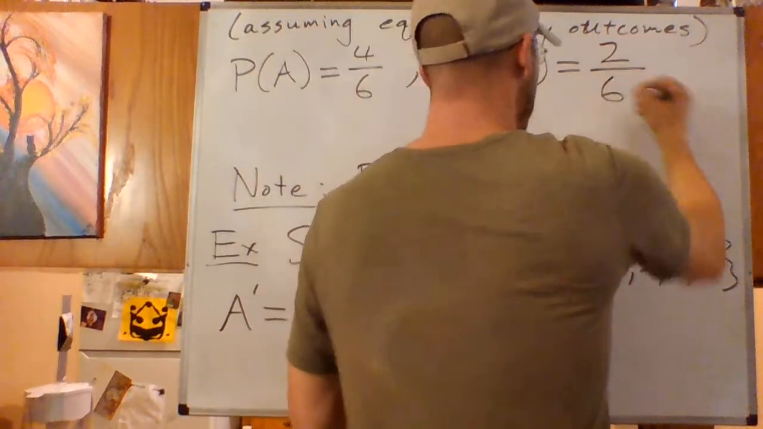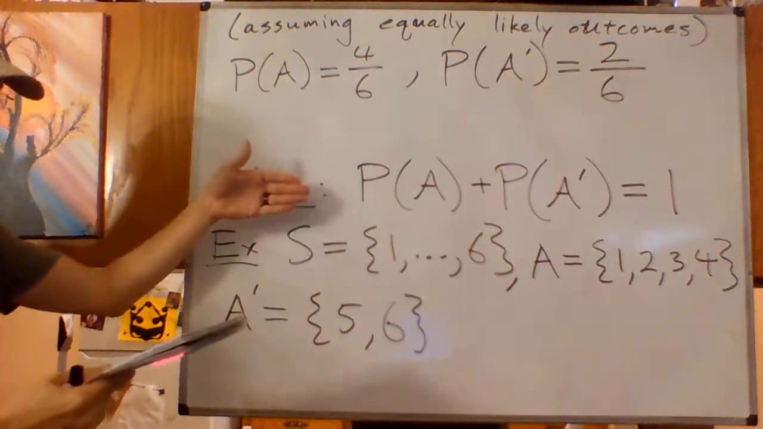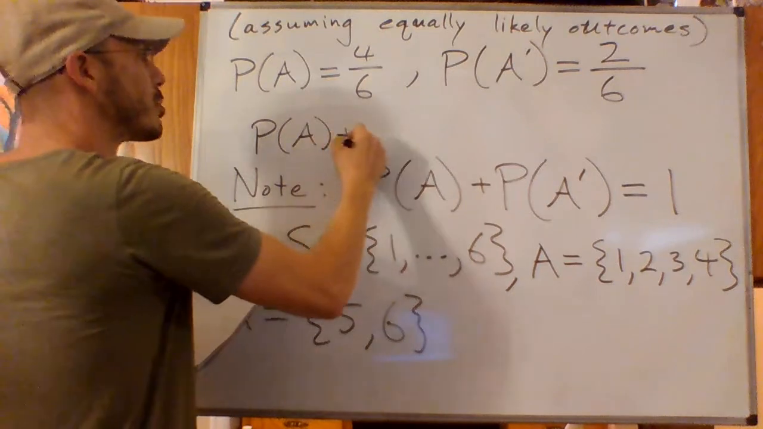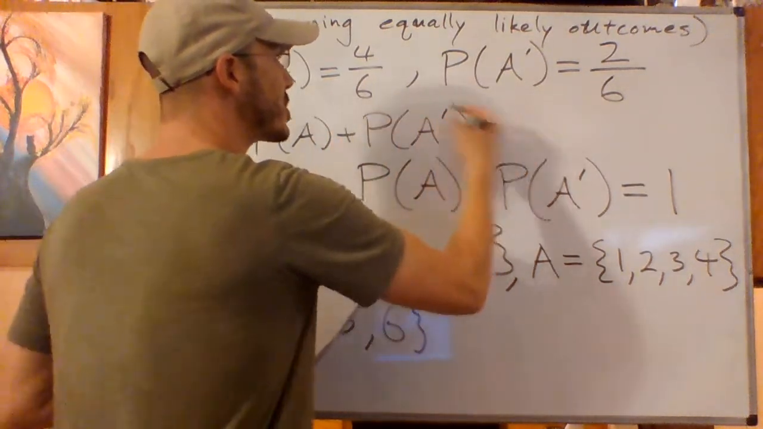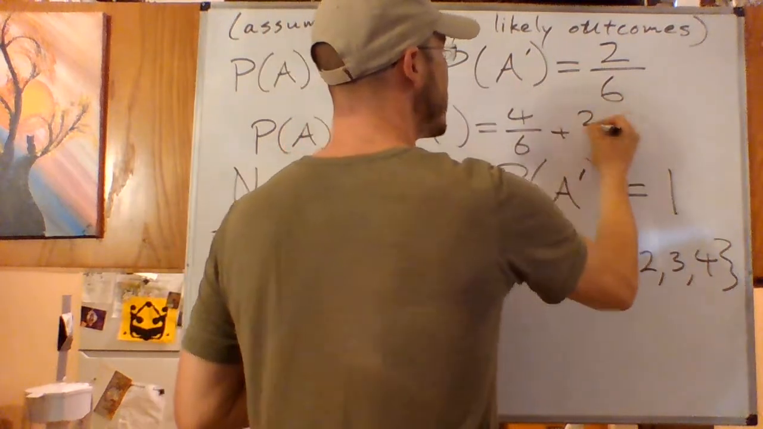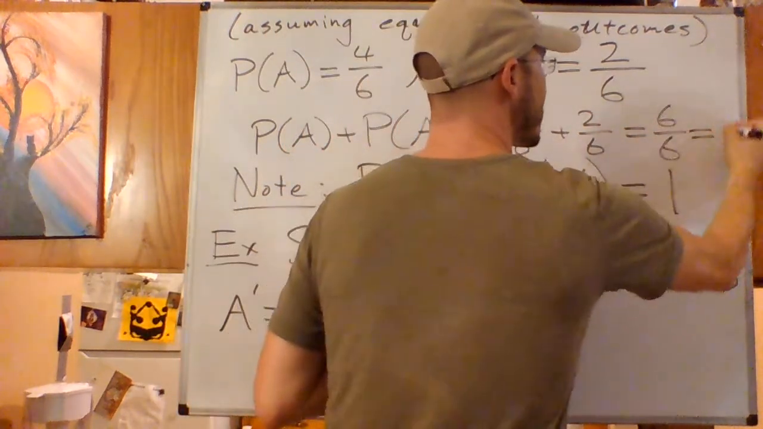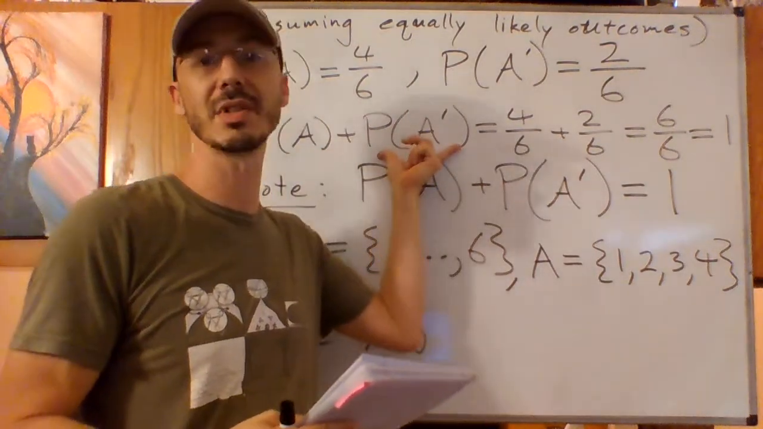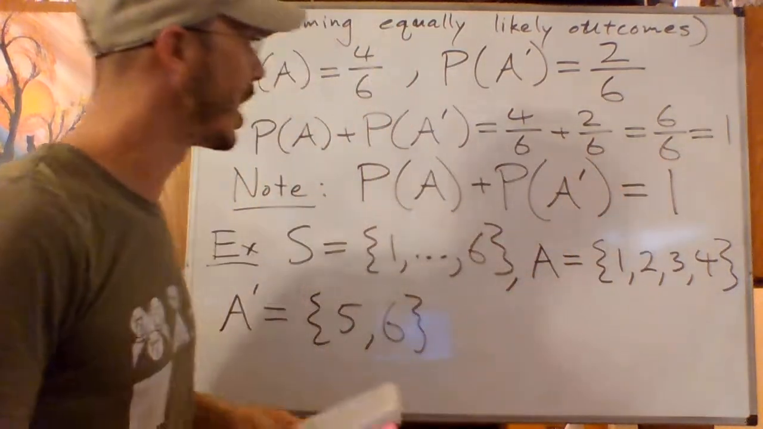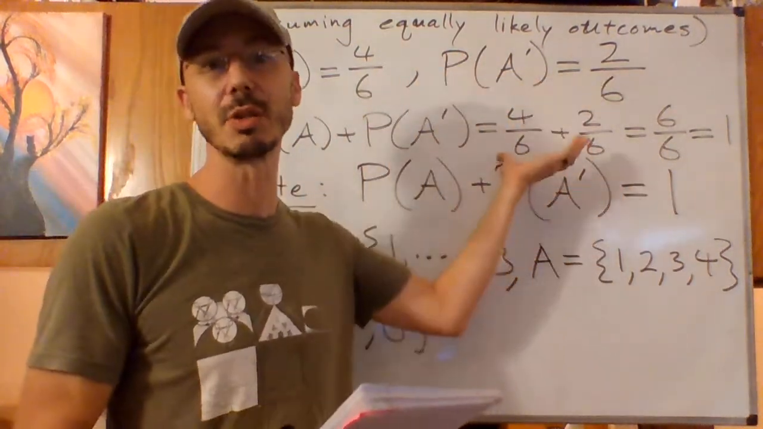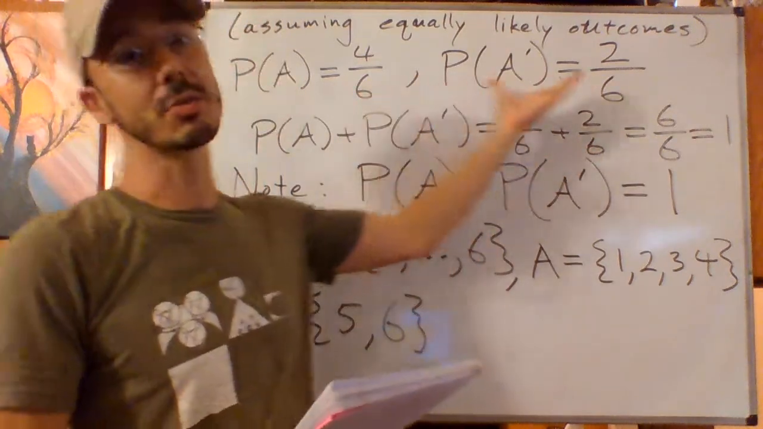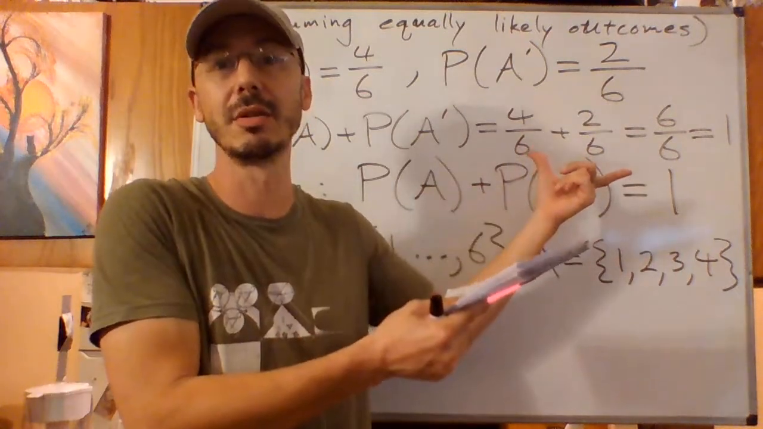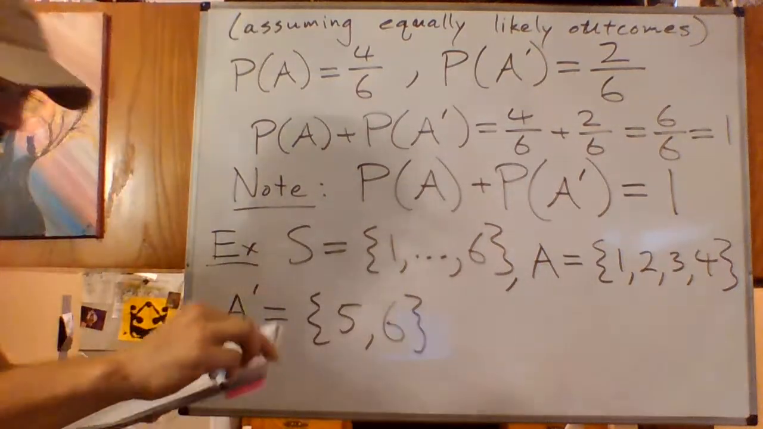The probability of A prime is, there are 2 outcomes in A prime out of 6 possible outcomes, so that's 2 out of 6. And what I want to demonstrate here is this note that I made, that the probability of A plus the probability of A prime, which in this case is 4/6 plus 2/6, is equal to 6/6, which is 1. And that's what it says in the note here, that the probability of an event plus the probability of its complement should be equal to 1. If you wait to reduce your probability fractions, it might come in handy that they have the same denominator later on if you want to check that the probabilities add to 1.